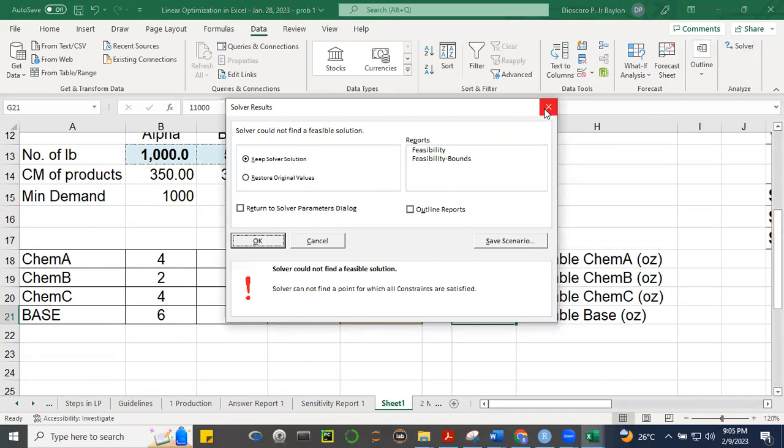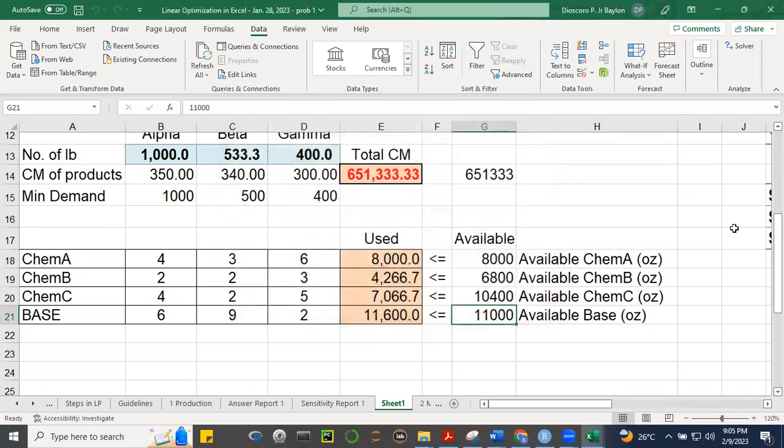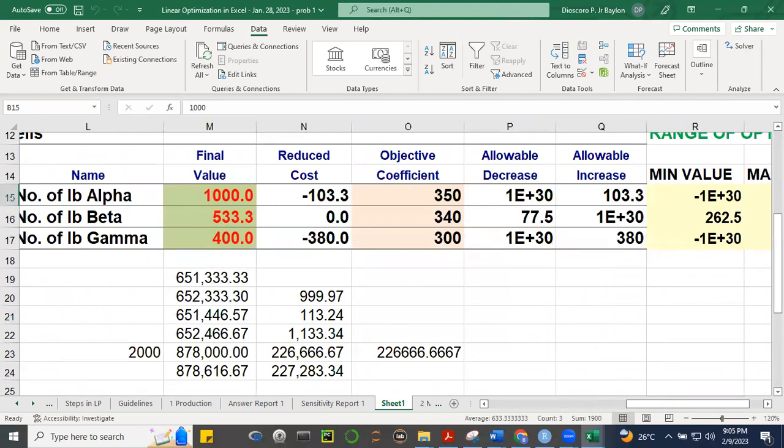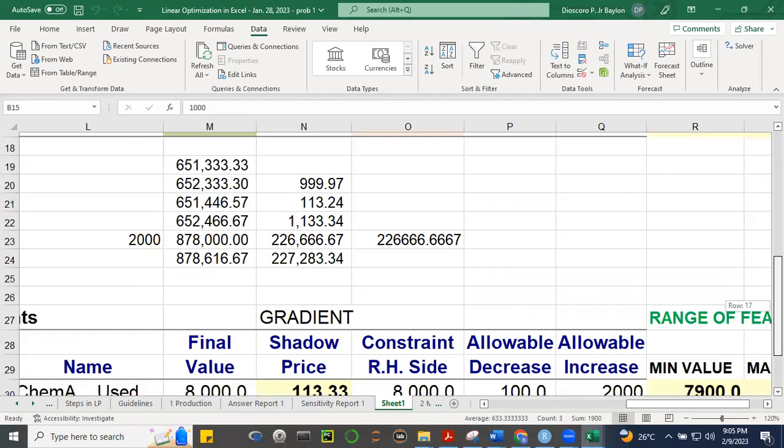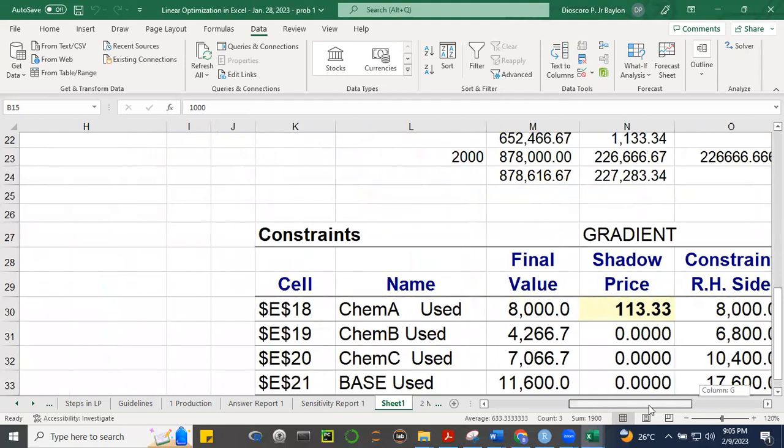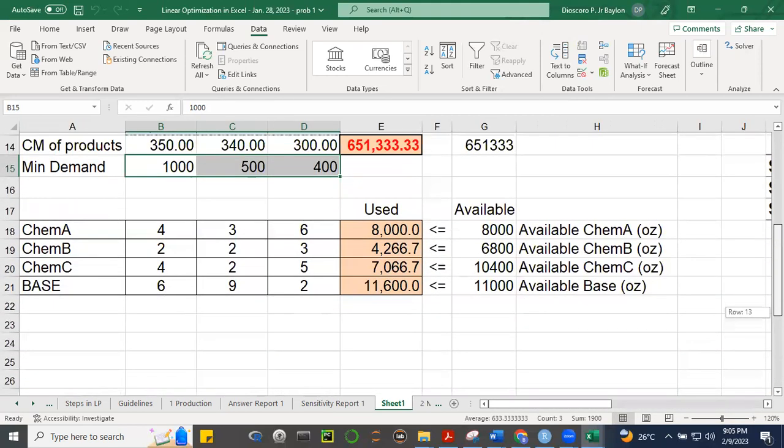Okay. Nagka-problema na tayo. Could not find a solution na. Hindi na makahanap ng solution when we change it to 11,000. Okay? Bakit kaya? Kasi may mga minimum demand tayo dito. No? So itong mga minimum demand na to, kailangan, in order to meet this, ang minimum requirement ng base natin 11,600. Okay? So this is one example naman na when we went below the range of feasibility, possible na hindi na magiging feasible yung solution natin.